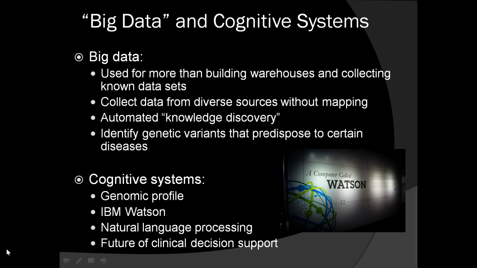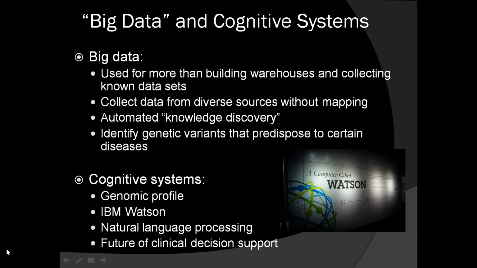So, big data. It's used for more than building warehouses and collecting known data sets. It also collects data from diverse sources without mapping. It's automated knowledge discovery, so it will identify empirical relationships in the data. Its goal is to distinguish signal from noise, though noise may be dominant and signals difficult to detect. It also identifies genetic variants that predispose to certain diseases. However, use of these methods in a context as complex as healthcare delivery and population health is pretty new.